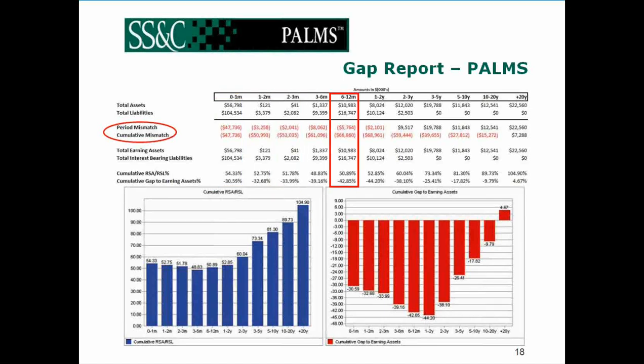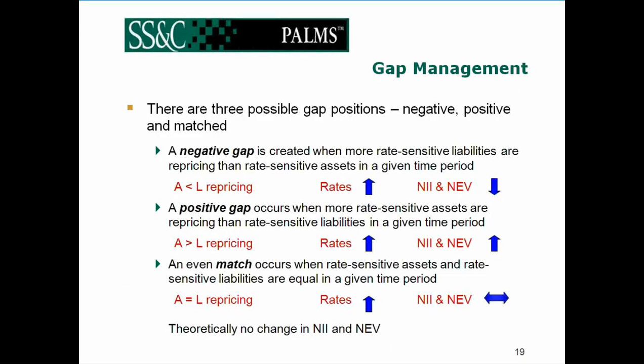In each of these time buckets, we can segment each of the cash flows to ensure that we have as optimized as possible the balance sheet. There are 3 possible gap positions. There's negative, positive, and matched.